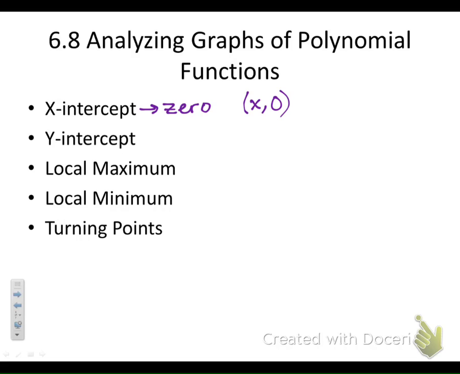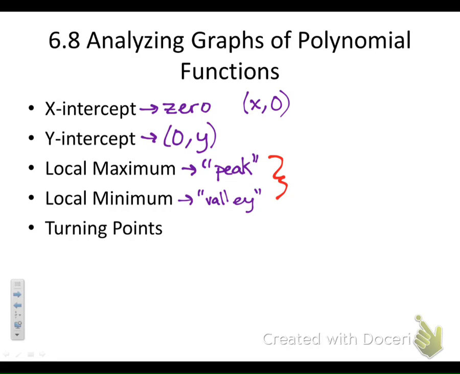Y-intercept. Y-intercept is a point, 0, comma y. A local maximum. When we talk about local maximum, it's some sort of, I'm going to call it a peak. If I'm talking about a mountain range, it'd be like the peak of a mountain. And then you have valleys in mountains as well. So a local minimum looks like a valley. I'm going to give an example of what both of these look like. So a picture off to the side.